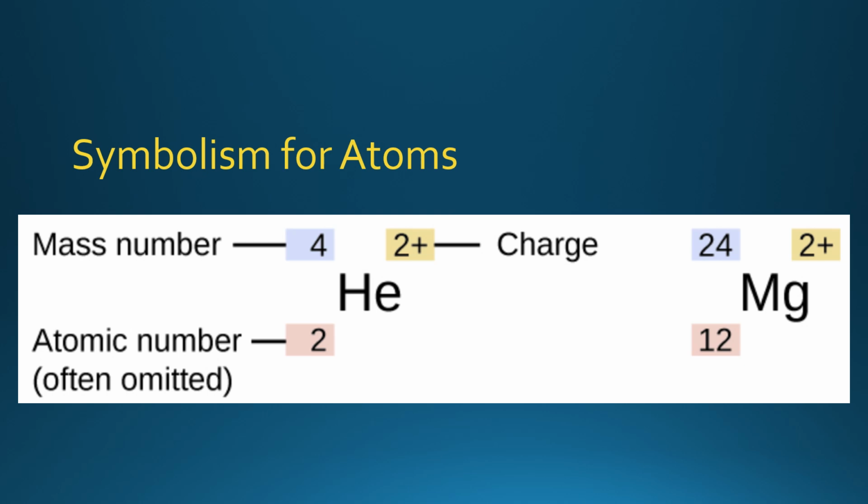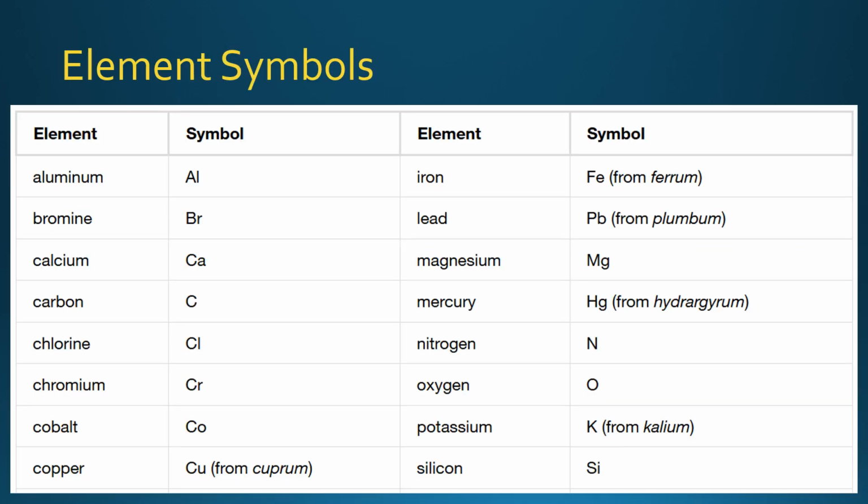The mass number is the sum of the protons and neutrons in the nucleus. This identifies what isotope of the particular atom you have. Last is the charge. For most atoms, this is 0, meaning the atom is electrically neutral. However, if there are fewer or greater electrons than there are protons, the atom will have an electrical charge.